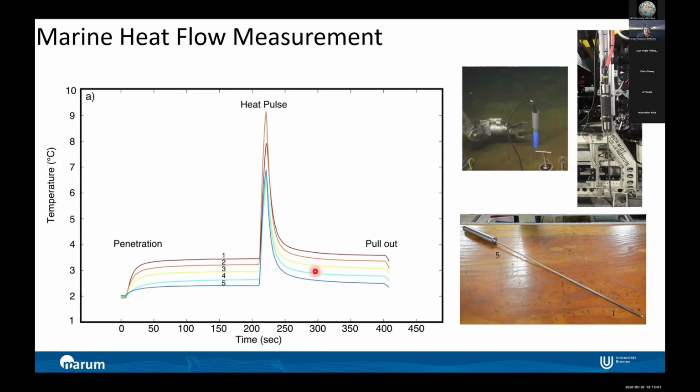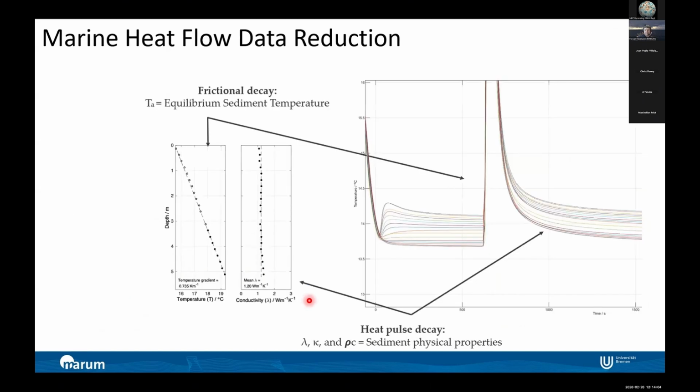The measurement procedure is the same. In this case, we only have 5 thermistors. Some have more or less, but the principle again is the same, where you record temperature over time. Okay, so how do we get our data? Because temperature and time is not gradient or conductivity, nor is it heat flow.